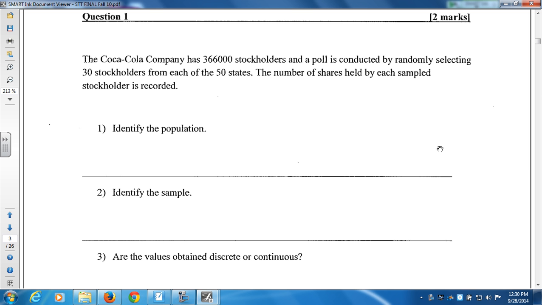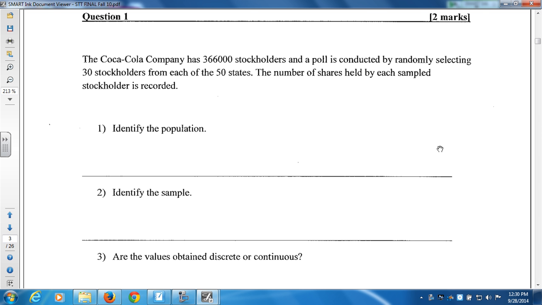So this is basically what I'm trying to study, right? Information from those stockholders of the Coca-Cola company. So this is my population, all the stockholders. But I didn't get the information from all of them. I got the information only from some of them. The sample. What is the sample in this case? The 30 stockholders from each of the 50 states. So they are not only 30, they are 30 from each of the 50 states. They are actually 30 times 50. The sample is actually of size 30 times 50.